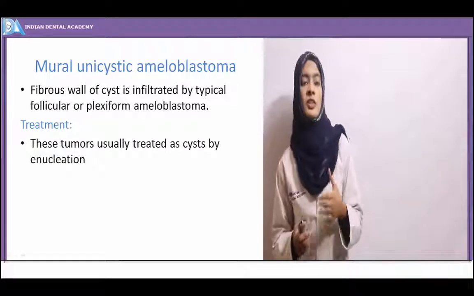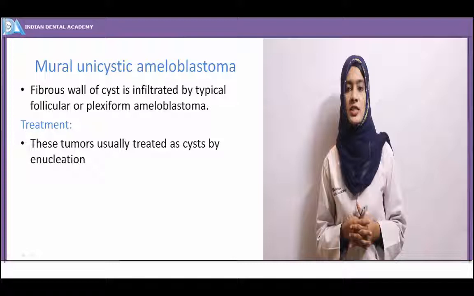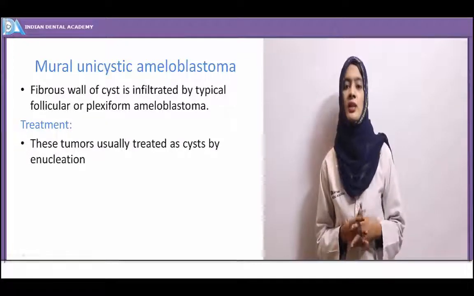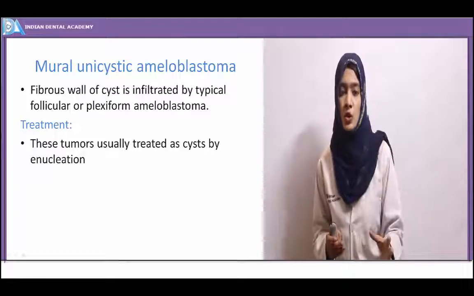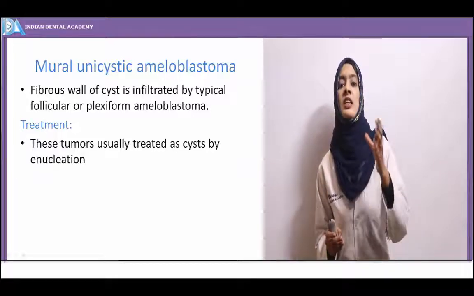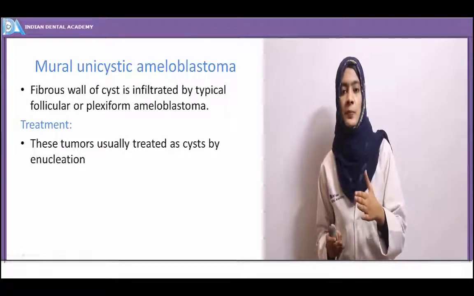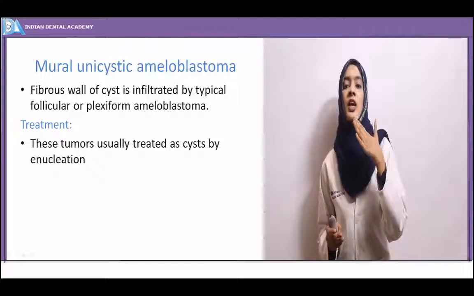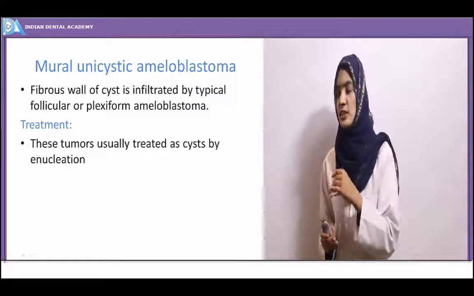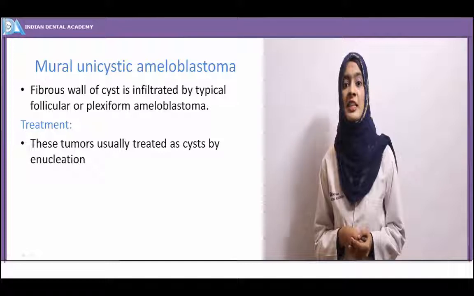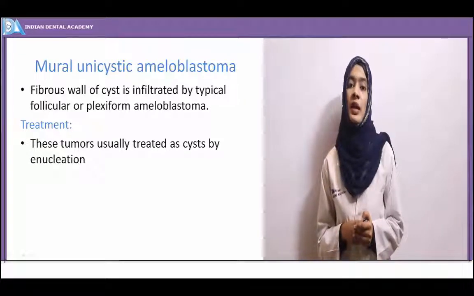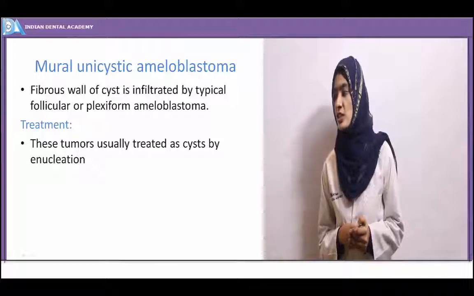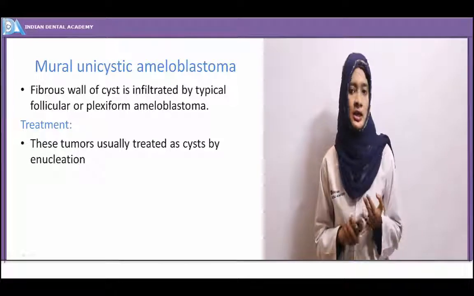The treatment for this unicystic ameloblastoma is nothing but cystic enucleation. The cysts show a tendency to recurrence because of their infiltrating nature and the presence of this proliferating epithelium. If remnants of the cyst wall are present, they may again lead to recurrence of the cyst. Treatment is enucleation only.